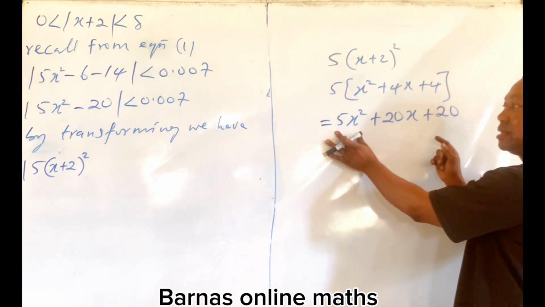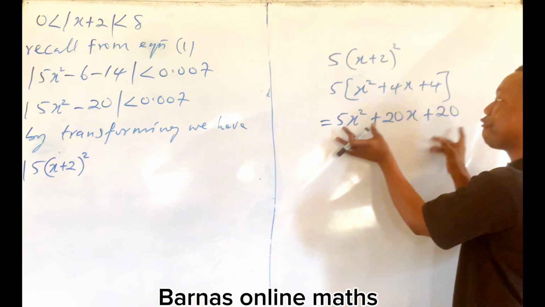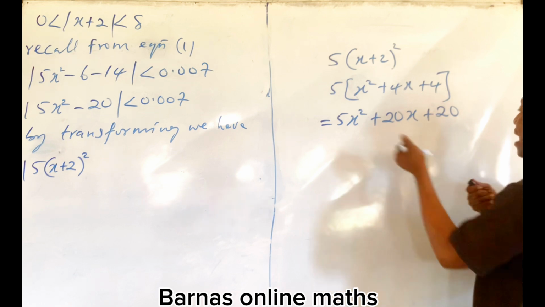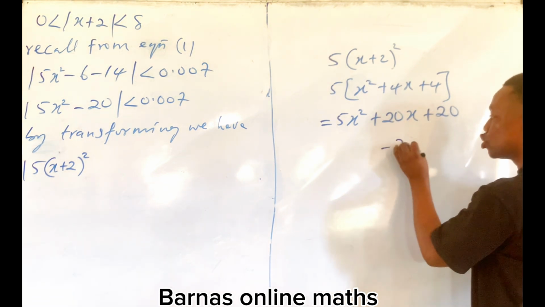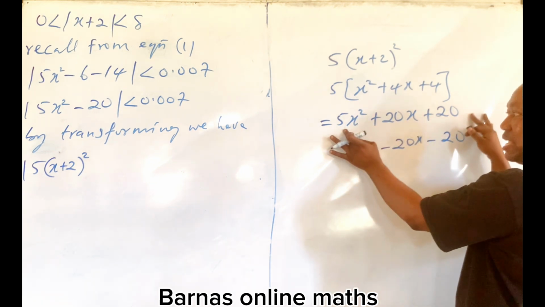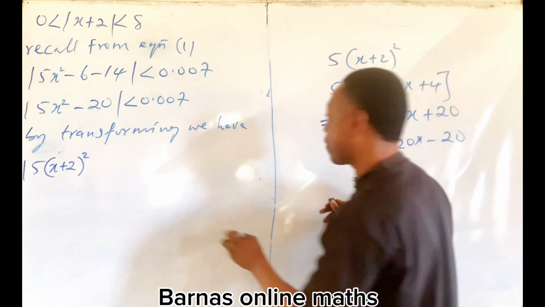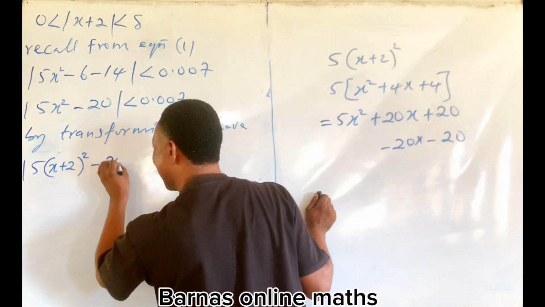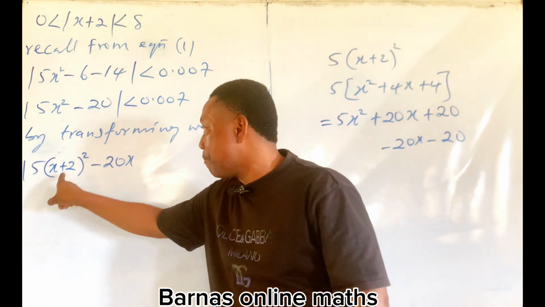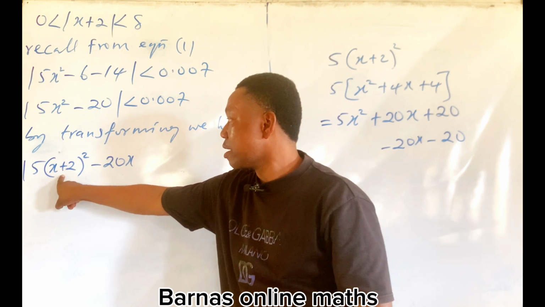So how do we terminate the 20x and the 20 in order for us to have only 5x squared in this term? Do you know that if I introduce minus 20x and also minus 20 inside this, we are going to have only 5x squared? So therefore, we are going to have this be minus 20x. This minus 20x will terminate the plus 20x inside this transformation.